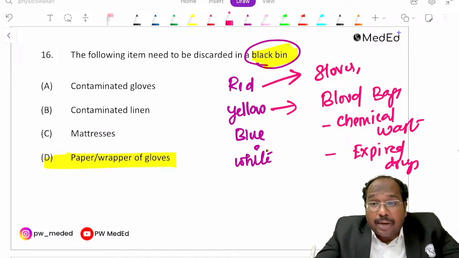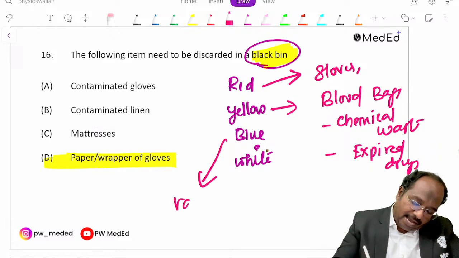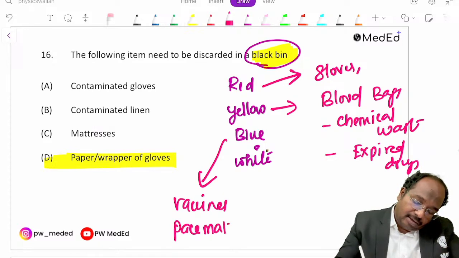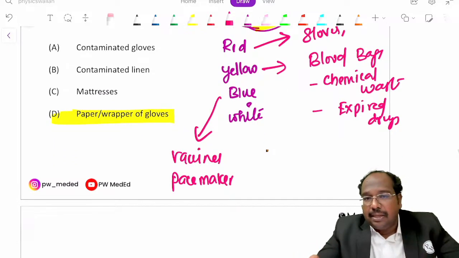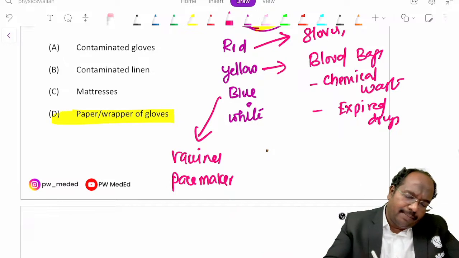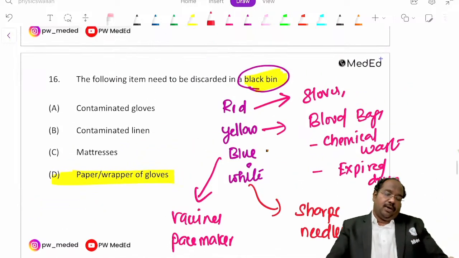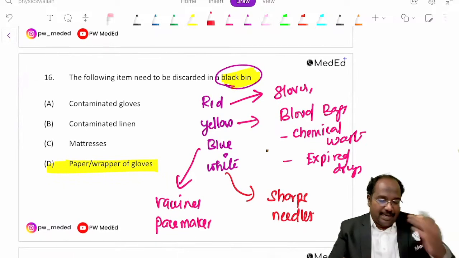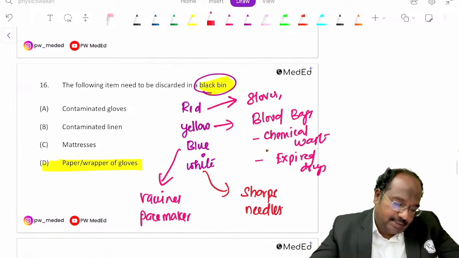Blue color bin, what comes in blue color bin? Vials, vaccines, and the recently asked one is pacemaker. It comes in metallic body implants, that comes here. White color bins, sharps, guys: needles, blades, all these things will come. So contaminated gloves, red color. Linen, mattress, all will go to yellow color. Gloves go to red color. Fine. Next.